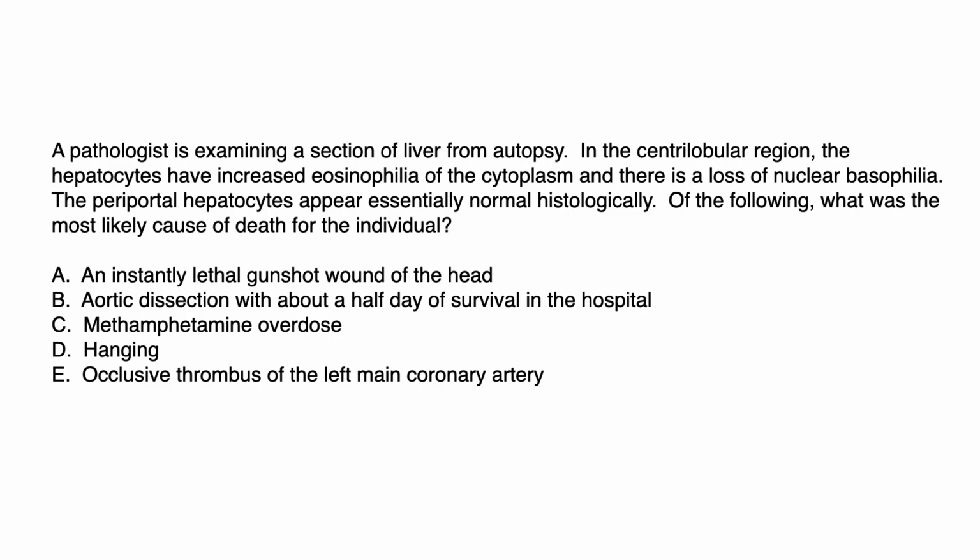So A, C, D, and E would basically all cause pretty much sudden death. Whereas B, there's survival. So this would be an individual who dissected, so there's some hemorrhage, and because of that, they're probably going to be hypoperfused, low blood pressure, and that would lead to central lobular necrosis. And you'd see that because they had a half-day survival in the hospital.